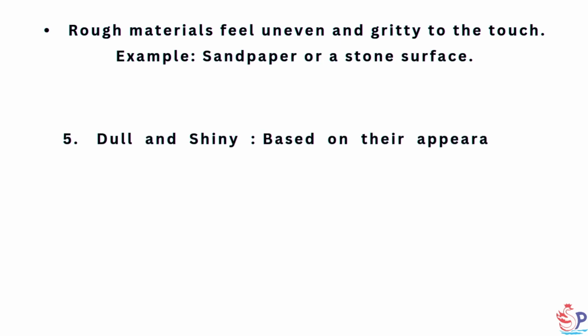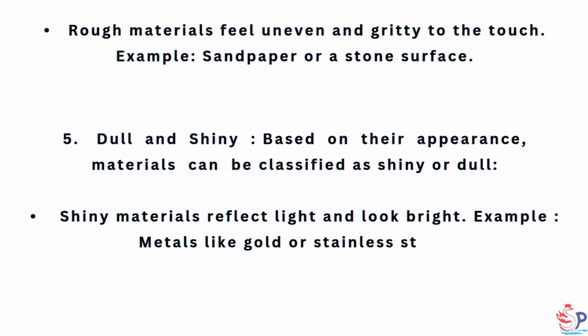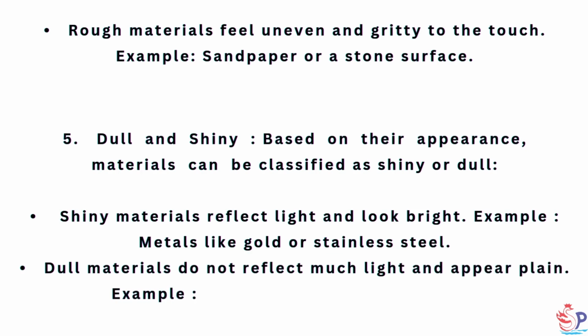5. Dull and shiny. Based on their appearance, materials can be classified as shiny or dull. Shiny materials reflect light and look bright. Example: metals like gold or stainless steel. Dull materials do not reflect much light and appear plain. Example: clay pots or unpolished wood.